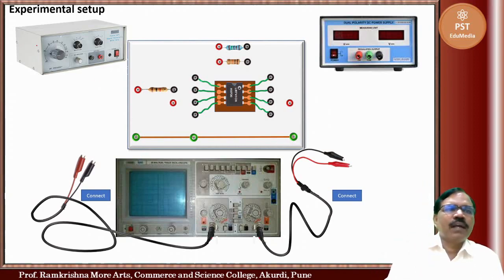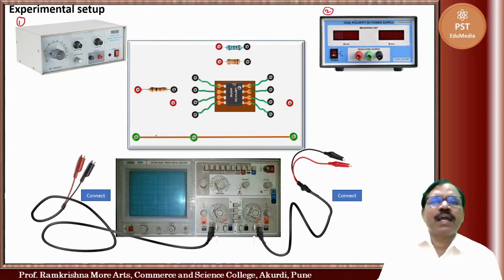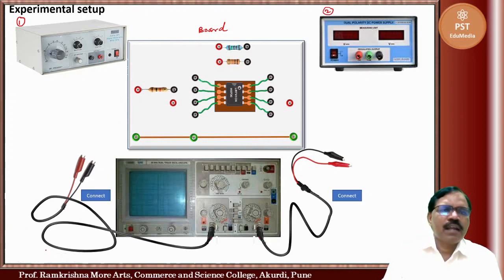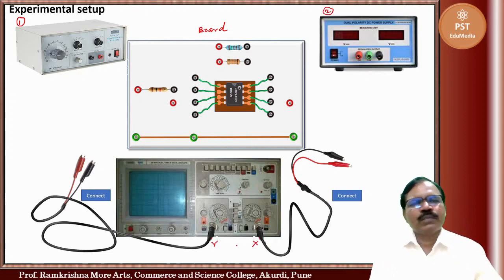Here the first one is the function generator. The second one is the dual power supply. Now this is the board on which the resistances and the operational amplifier are fixed. And here we have a CRO to measure input and output. So there are two probes, this is Y and this is X. The probes are taken out from that.